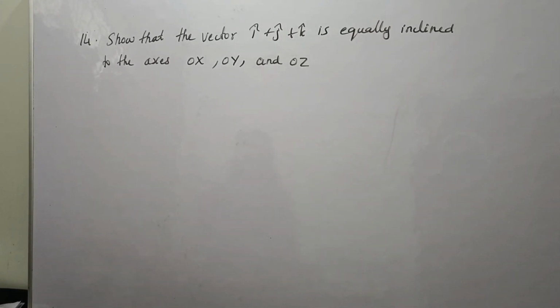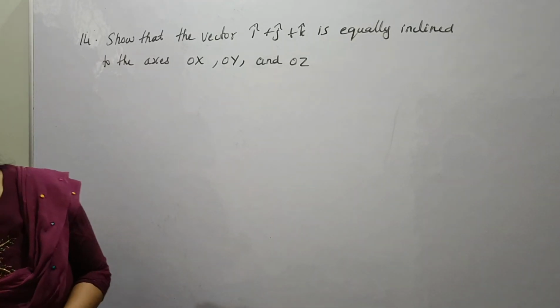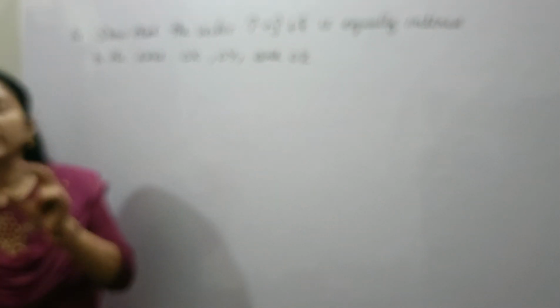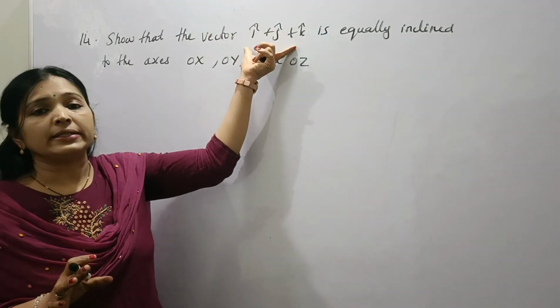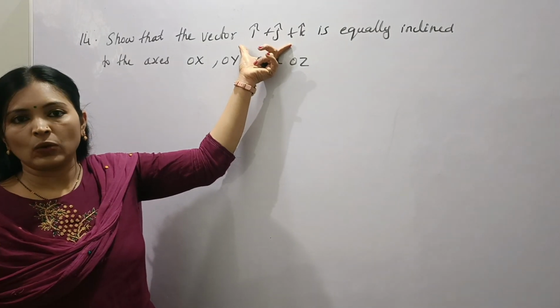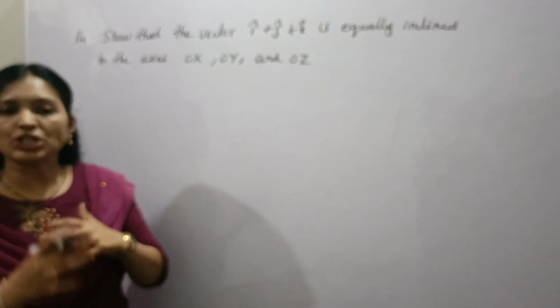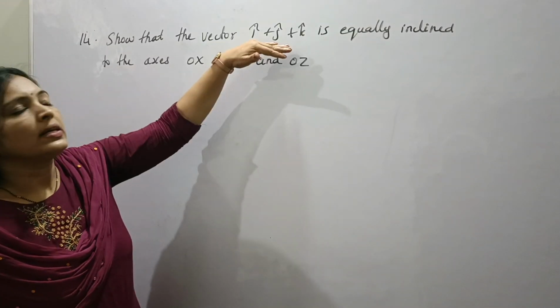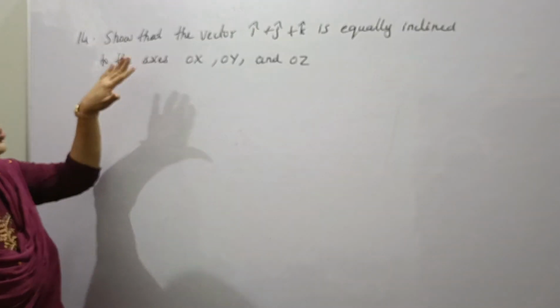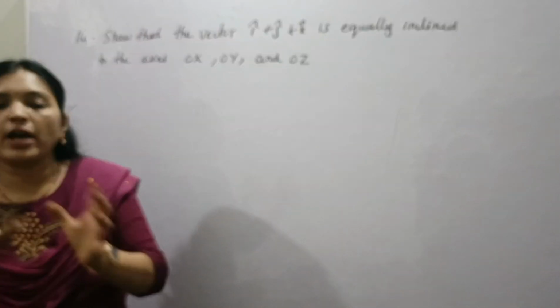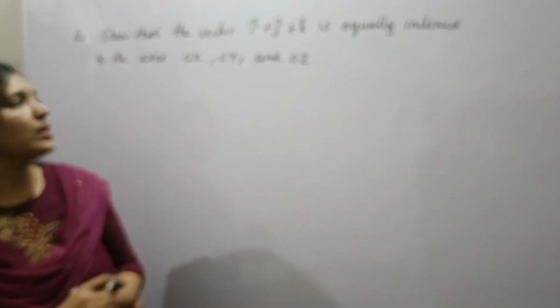Show that the vector i plus j plus k is equally inclined to the axis OX, OY and OZ. That is, here we have to prove cosine values of the angles made by the vector are equal. Okay, that means direction cosines are equal. If the direction cosines are equal, we say that the given vector is equally inclined to the axis OX, OY, OZ. That is cos alpha, cos beta, cos gamma are equal. Okay, so for that let's find the direction cosines.